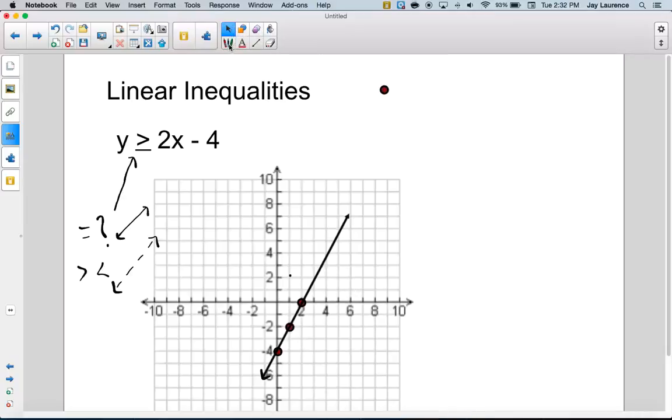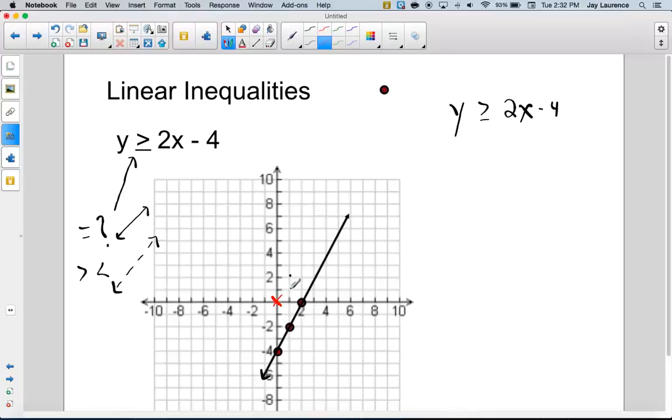Well, here's how we're going to find out. We are going to use a test point. We've got the inequality y is greater than or equal to 2x minus 4. And you know, for a test point, I love to use 0. Well, since I need 2 coordinates, I'm going to use the origin. The only time I cannot use the origin is if the line passes through it. Did you catch that? Morgan, did you hear that? The only time I cannot use the origin as my test point is if my line passes through it.